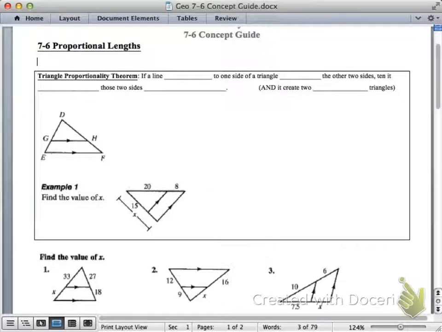All right, here we go. This is our last section of Chapter 7 on proportional lengths.